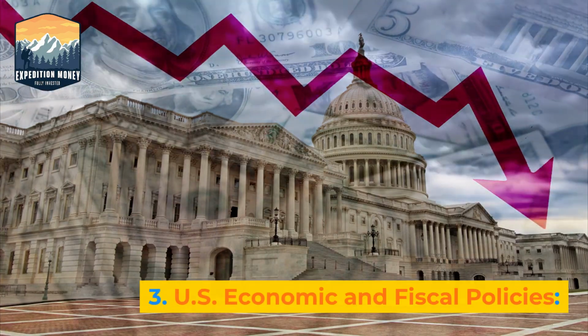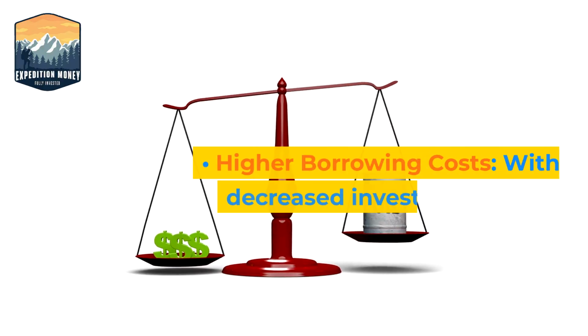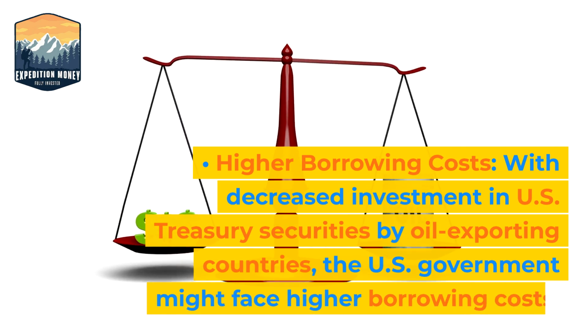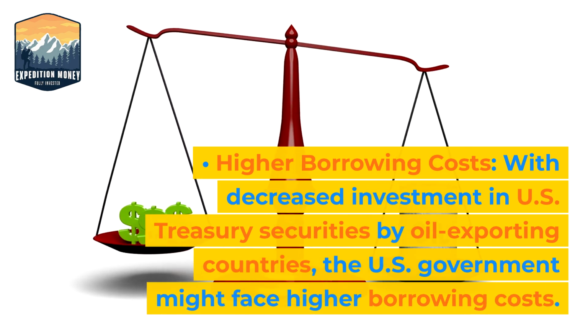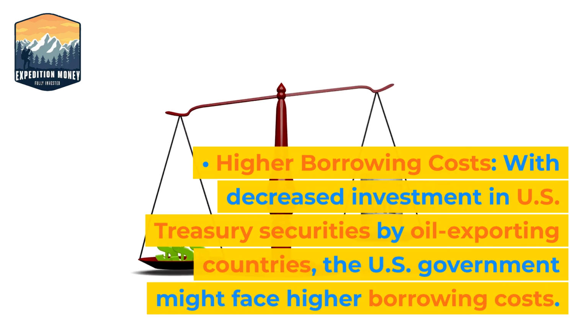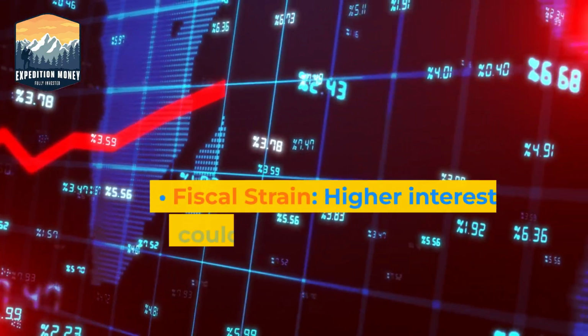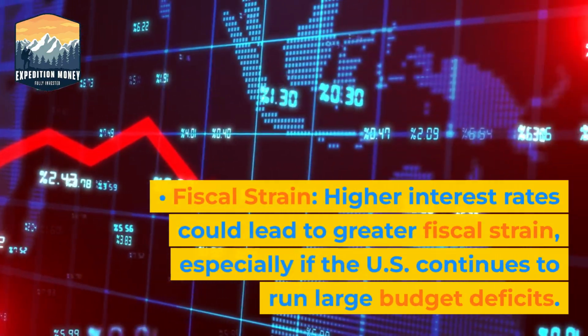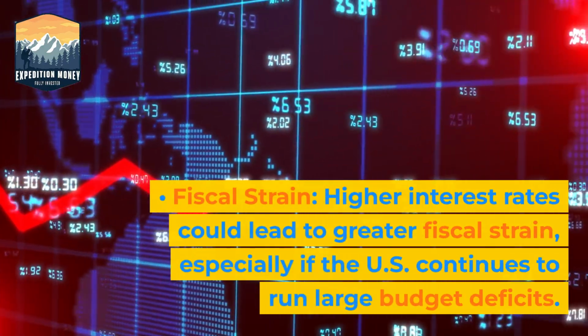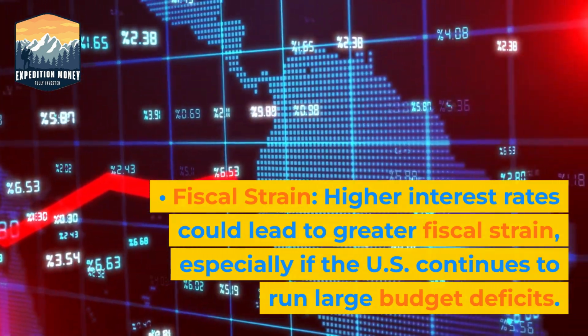U.S. economic and fiscal policies. Higher borrowing costs: with decreased investment in U.S. Treasury securities by oil exporting countries, the U.S. government might face higher borrowing costs. Fiscal strain: higher interest rates could lead to greater fiscal strain, especially if the U.S. continues to run large budget deficits.